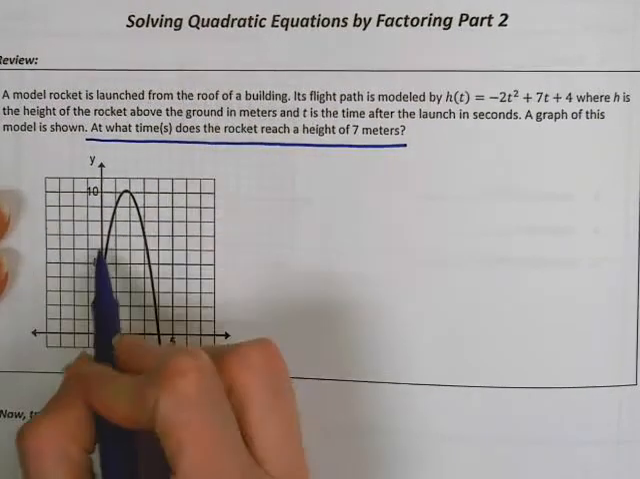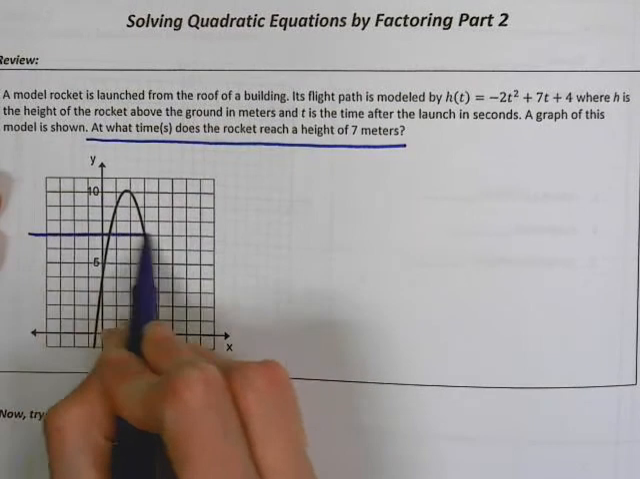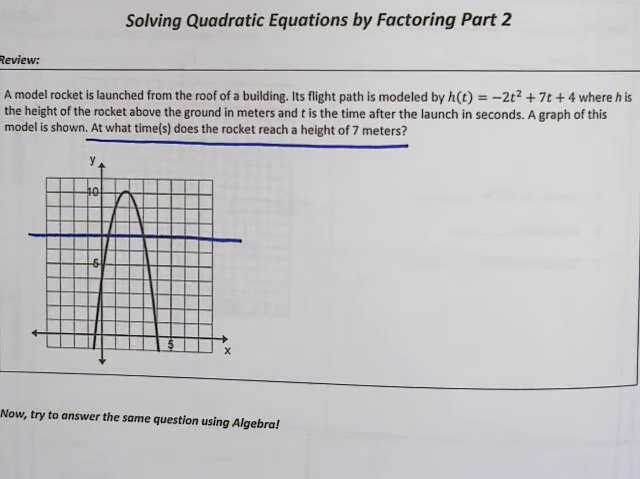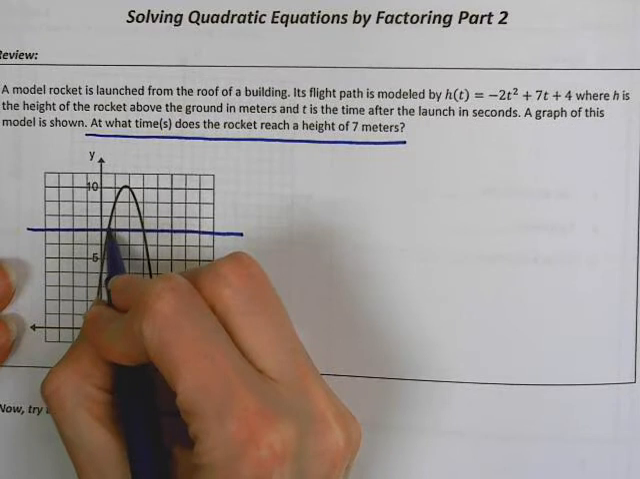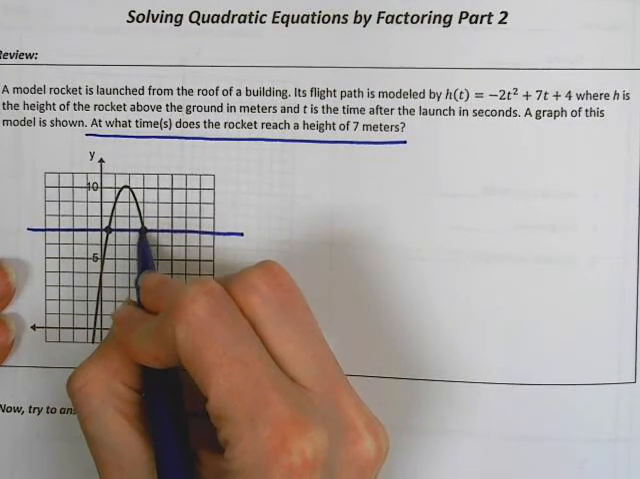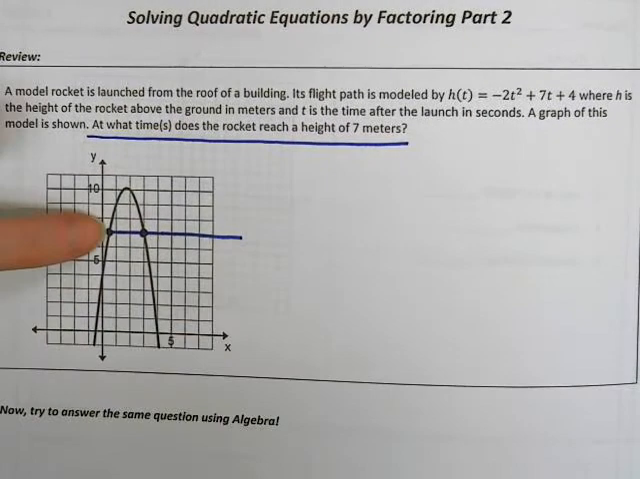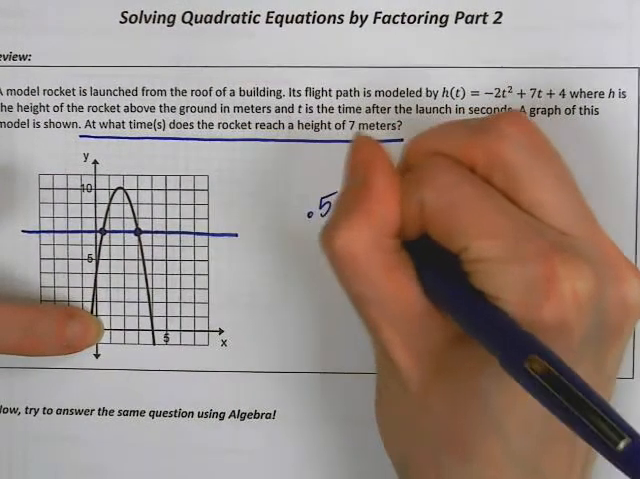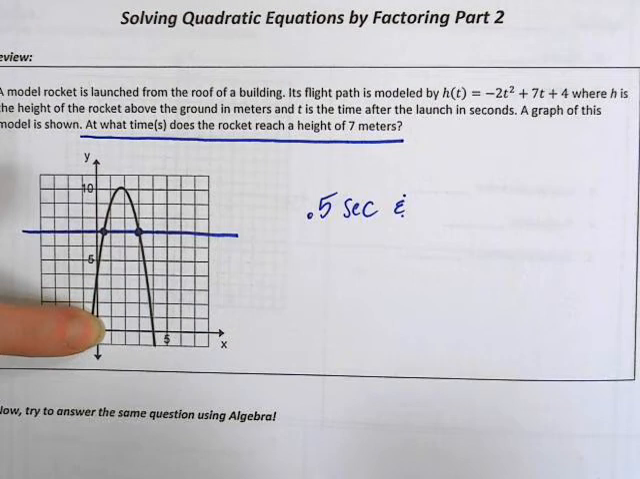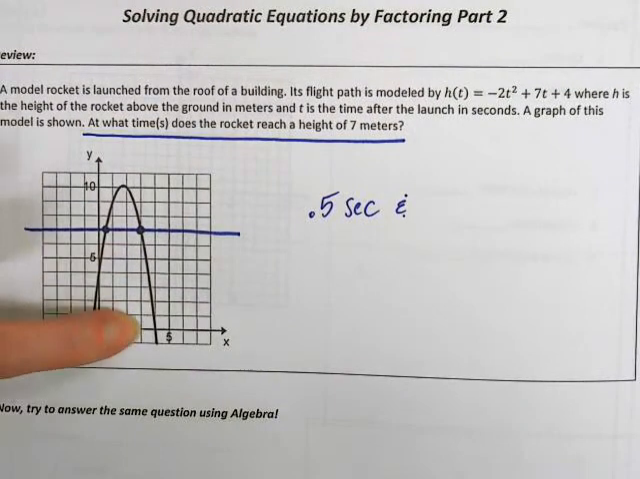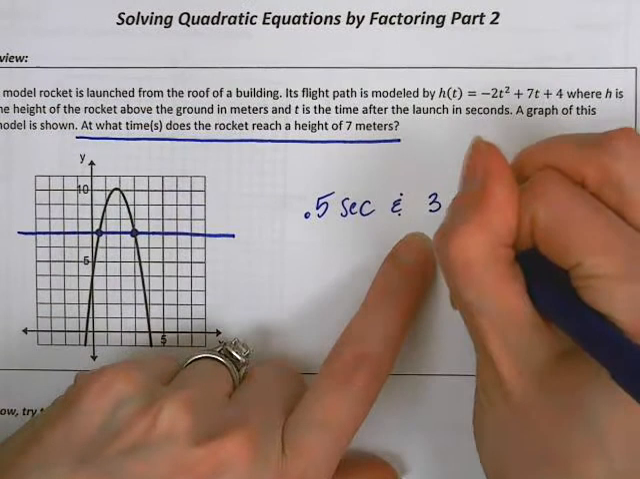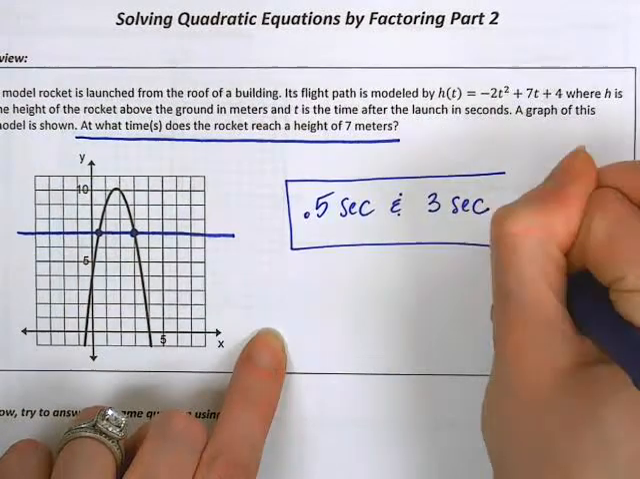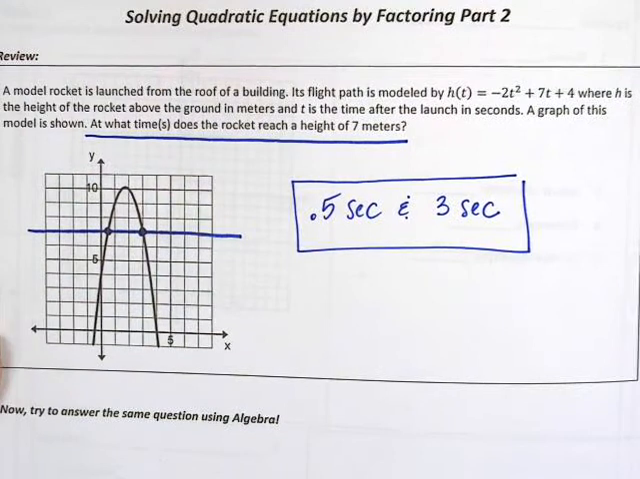Height of 7 is always here, right? That's 7. So at what time does it hit 7? And it looks like it happens right here and right here. Now, what are those values? This looks like it's at 1/2, so I'd say 0.5 seconds. And this one looks like it's at 3 seconds. Okay, so I would say those are our 2 times.